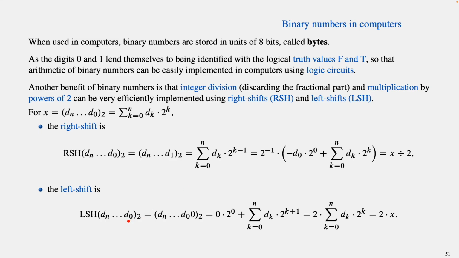And the left shift goes the other way, so we shift up. We shift everything to the left to a larger power of 2, and we fill up the rightmost position with a 0.